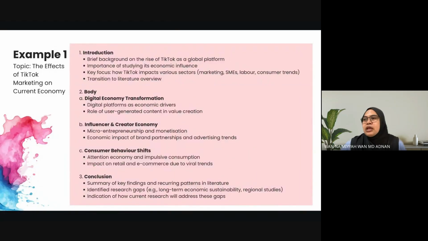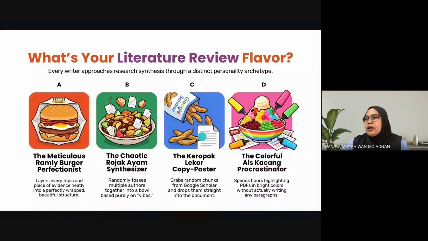Okay, to make it clearer, let me show you an example of the different types of literature review that we tend to do. Literature review or writing. If you haven't done your literature review, maybe you can think about any writing that you have done so far. Now there are 4 options here, because every writer approaches research synthesis through distinct personality types.